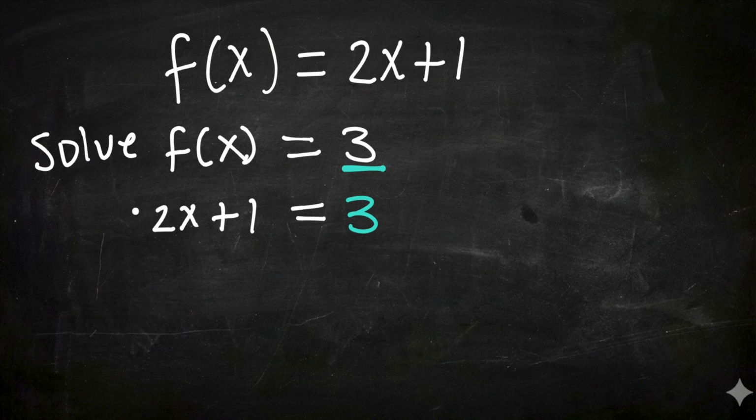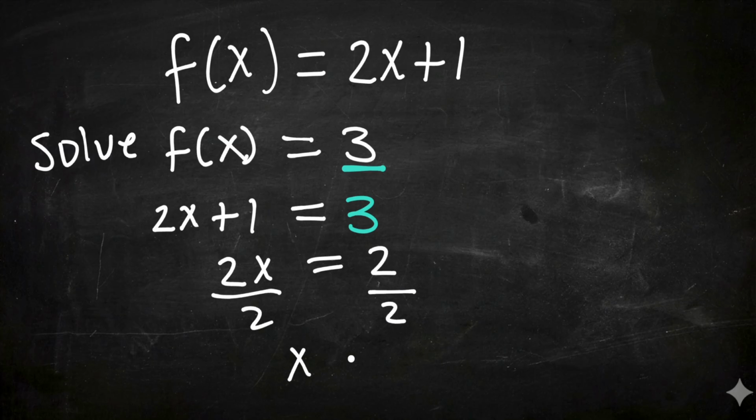So we're going to take 1 and subtract it from both sides of our equation. So 2x is equal to 2. And then we're going to divide both sides by 2, and our x is equal to 1. This means that input 1 gives me output 3.